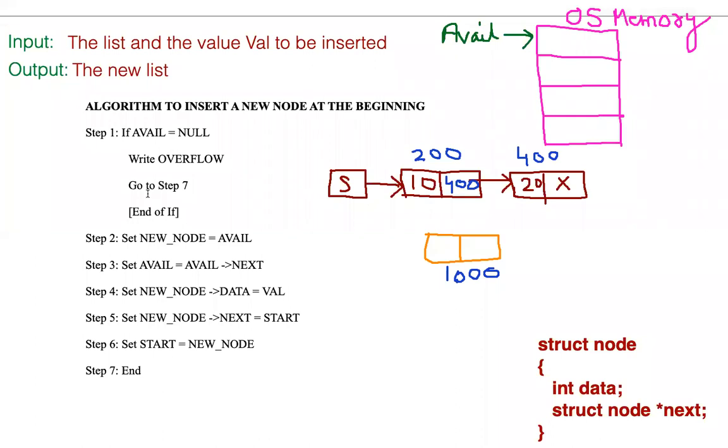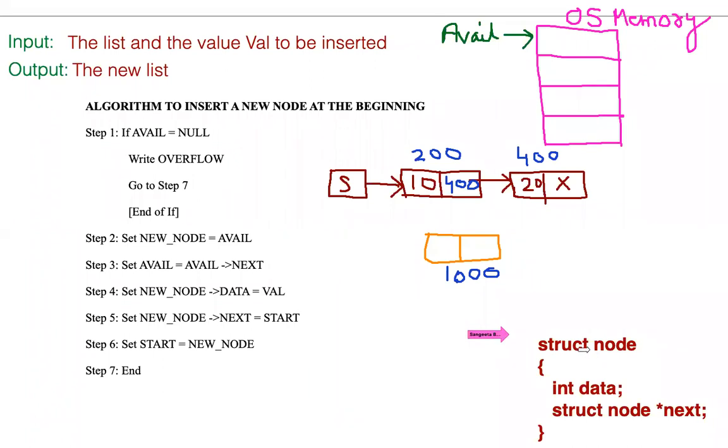Now let us see the same insertion algorithms in case of a linked list. The input to any insertion algorithm will be the list and the value val which we want to insert, and the output will be the new list with the added node. Now before going to that part, let us see this. If we want to implement a linked list, how are we going to do it?